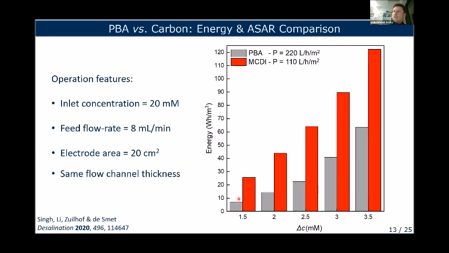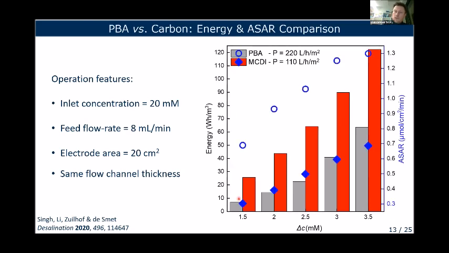And also, if you look at the average salt adsorption rate, which will be added to the plot now, you also see differences between the two, and again in favor of the PBA. So one benefit on top of that, that you can do things in parallel, of PBA with respect to CDI is related to the rate of desalination and also the energy.